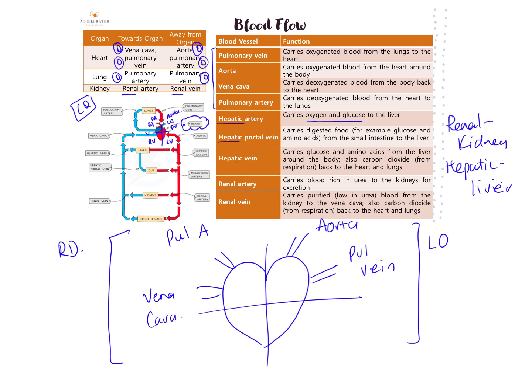They're way more important. So your hepatic portal vein will carry the digestive food from the small intestines to the liver. The hepatic vein will carry the glucose and amino acids from the liver around the body. Your renal artery will carry your blood rich in urea to your kidneys for excretion. And then the renal vein will carry purified blood, which is low in urea, from the kidneys to the vena cava.